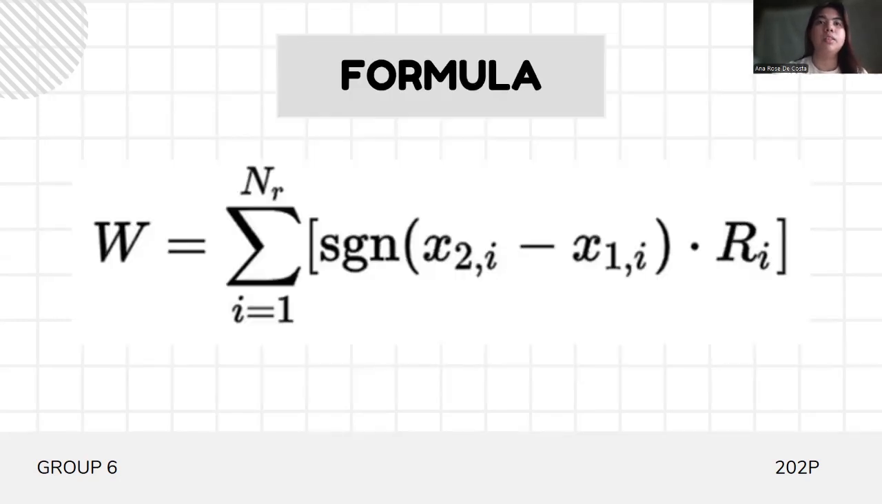This is the presented formula for the Wilcoxon signed rank test, where W is the test statistic and N is the sample size, excluding pairs when x1 is equal to x2. This is the sign function, and Ri is the rank i.